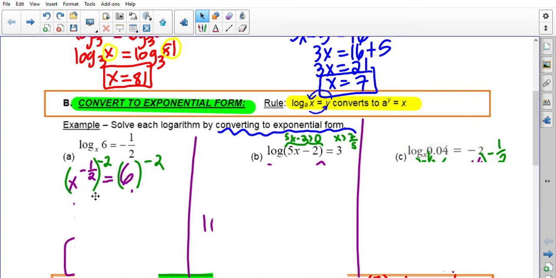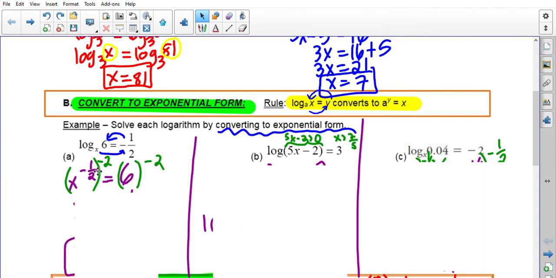So this is going to be x to the 1 equals, and then whatever you do to one side, you have to do to the other. So you have to do 6 to the negative 2. Here, let me just draw the exponential form so you can see how we got that.